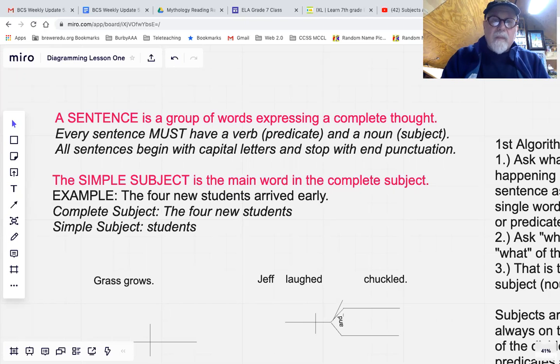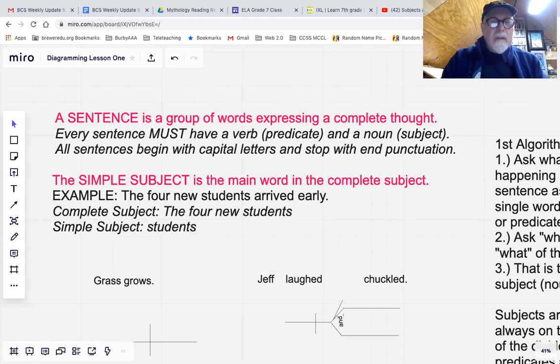So every sentence must have a verb, which is called the predicate. And every sentence must have a subject or noun. So basically, all predicates have a verb in them, and all subjects have a noun or a pronoun in them. The simple subject and the full subject, the complete subject, are a little different. Today, we're going to be working on complete subjects and complete predicates, which are the simplest thing to do because you just have to divide a sentence, usually in half, to figure out what is what.